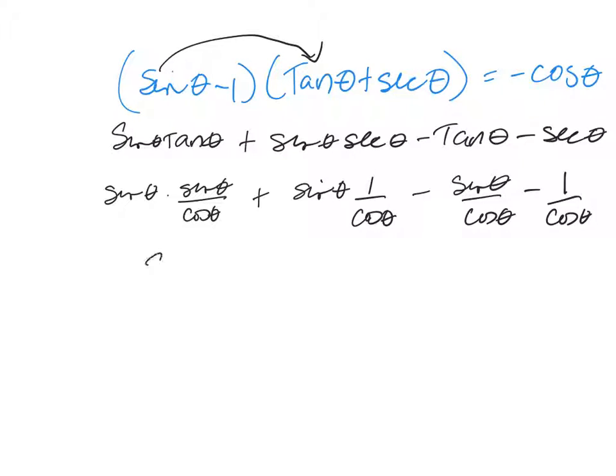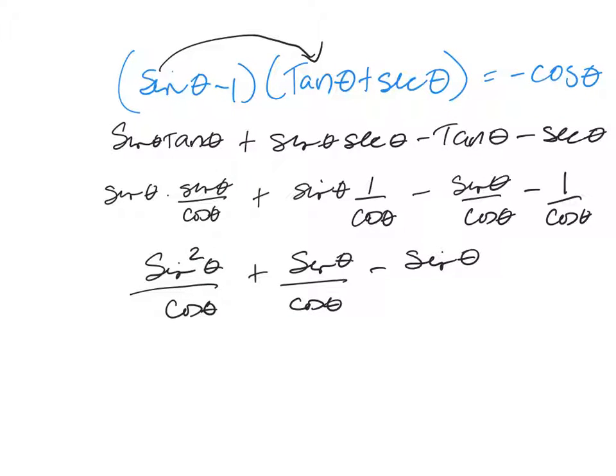I'm going to clean up each of these fractions and see what happens here. We have sine squared of theta, because sine times sine is sine squared, over cosine of theta, plus sine of theta over cosine of theta, minus sine of theta over cosine of theta, minus 1 over cosine of theta. Well, what happens to the middle two terms? They're the same but opposite signs, right? These two go away. You see how that's just 0? Because you have a positive and a negative, and they just make 0 when you add them together.